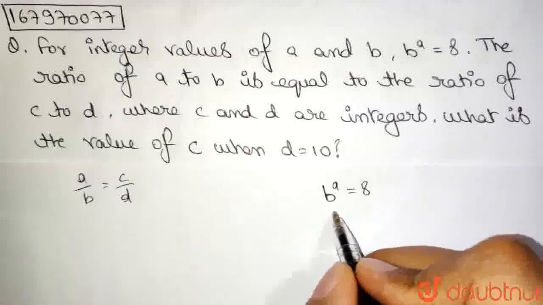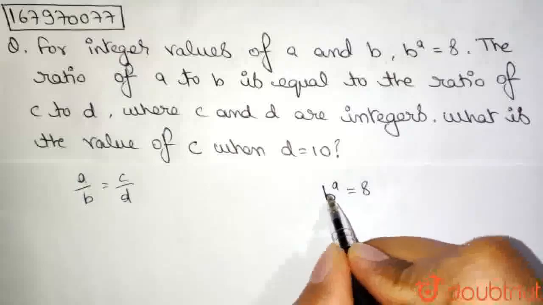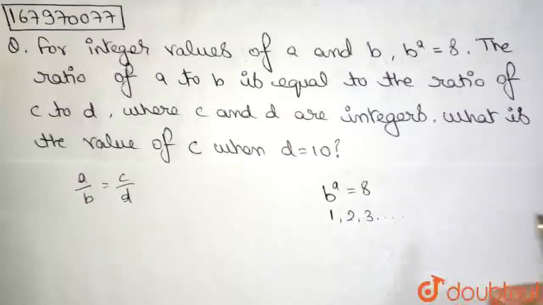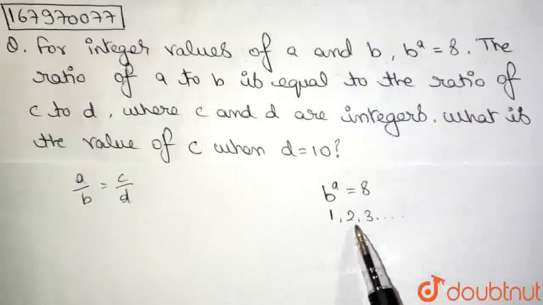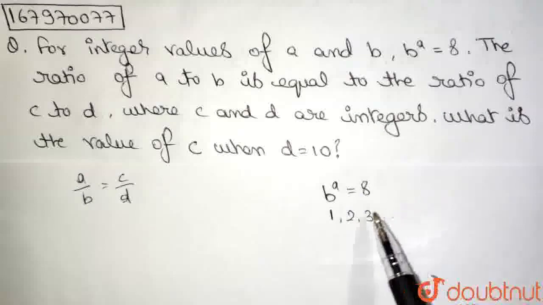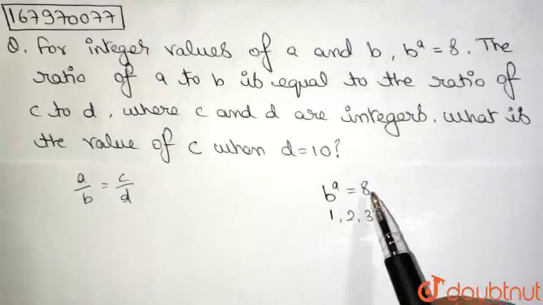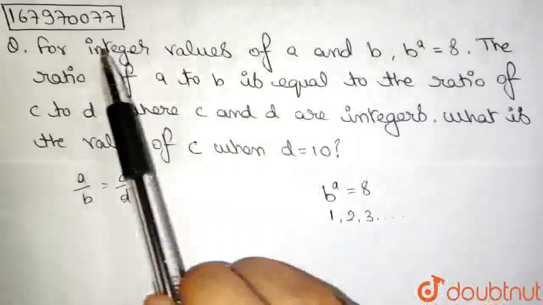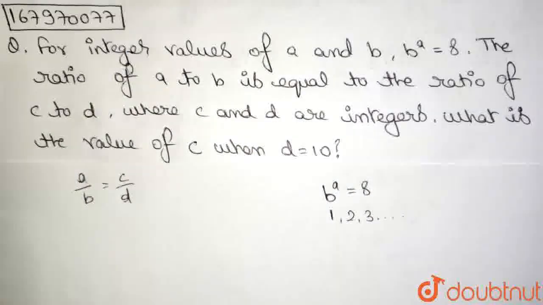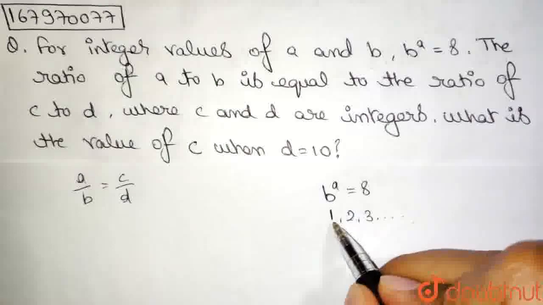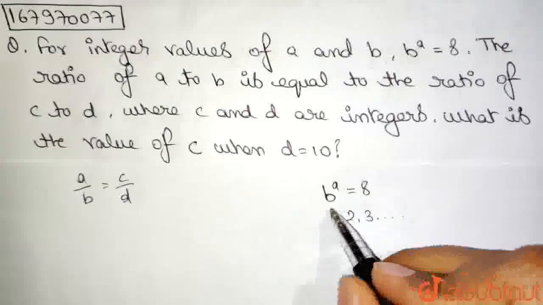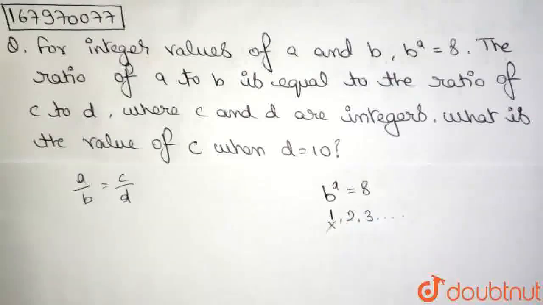Now, we know that this b could start from either 1, 2, 3 and so on. And this has to be raised to some power in order to get a value of 8, but none of these should be fractional. That is the condition, because both a and b should be integer values as given in the question. Now, if we talk about 1, you raise 1 to any power, it is always 1, so it can never reach 8. So this has been discarded.